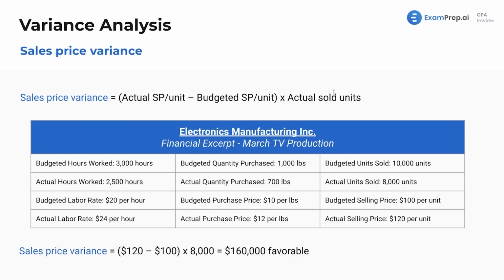And actual units sold, well, that's probably a good marker to use, right? Actual units sold, 8,000, plug it in there. Boom, we have $160,000 favorable. Right, same formula here. We've got dollar amount, right? And then what is outside the parentheses? It's actual units sold. This is a non-dollar amount. Same as what we've been seeing all throughout.